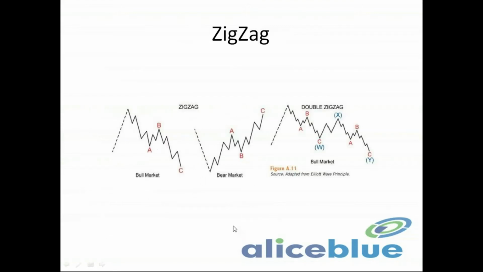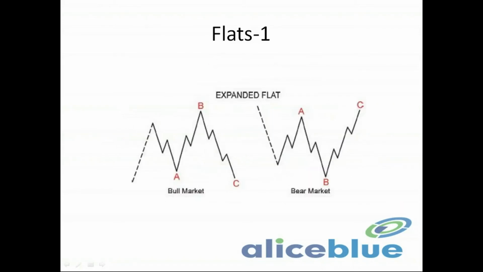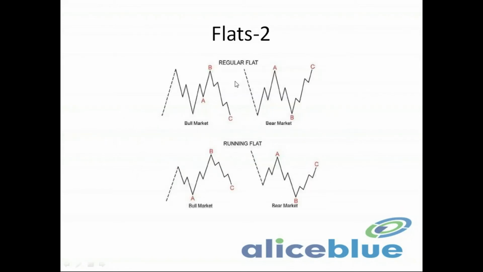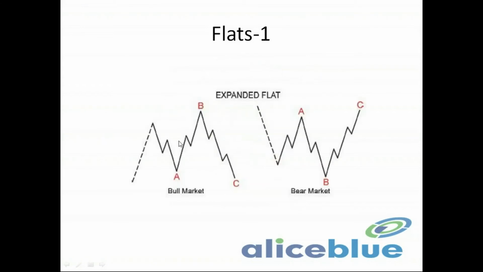So this is how a zigzag is. This is a simple ABC: you go 1, 2, 3, 4, 5, and then ABC. So this is a zigzag. It is simple, and this is a double zigzag. ABC, ABC. This forms a bigger ABC in a larger time frame, so it's called WXY. It has two ABCs. And these are flats. There are three types of flats: expanded flat, regular flat, and running flat. Mostly you will get expanded flats like this. An example of an expanded flat.